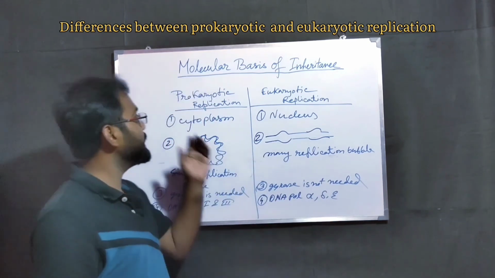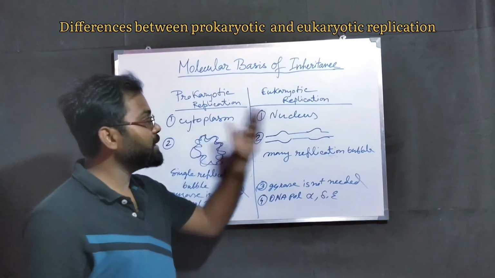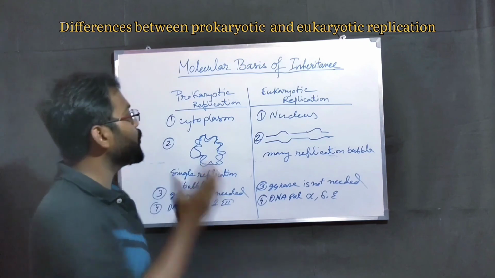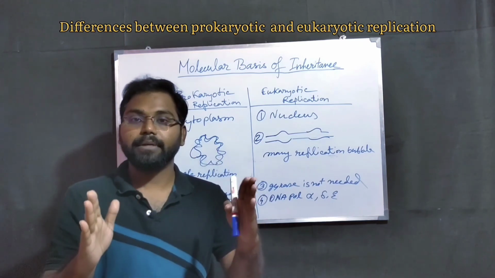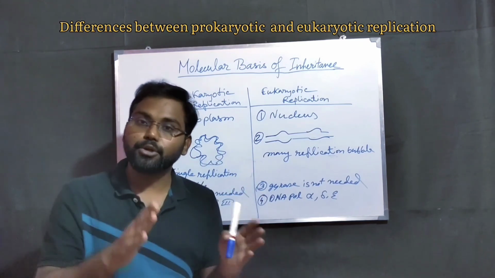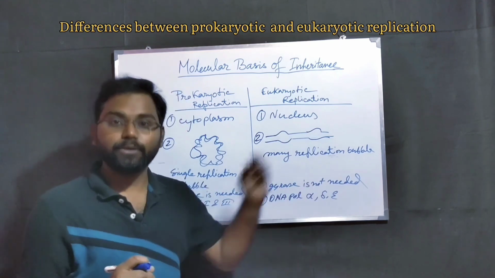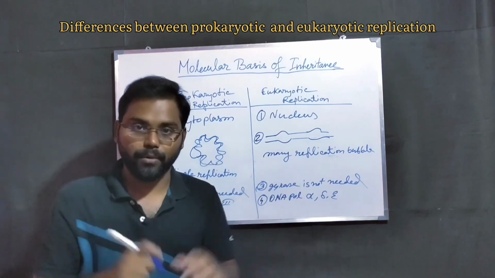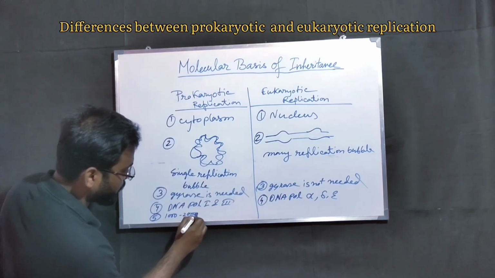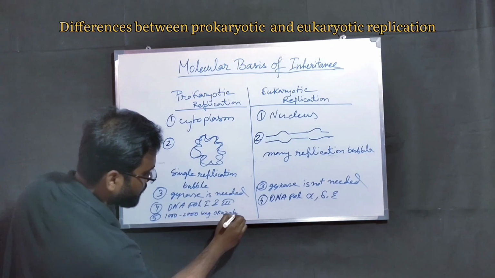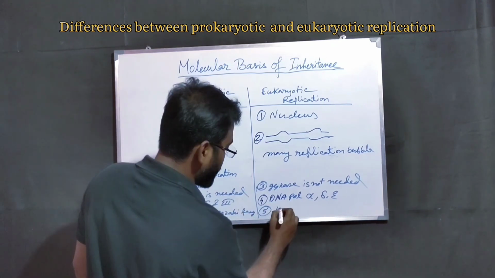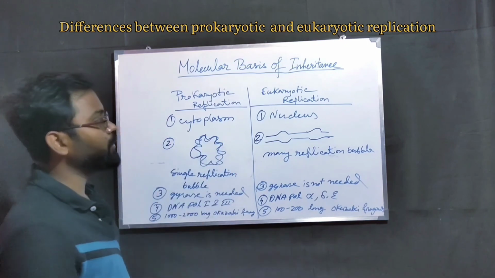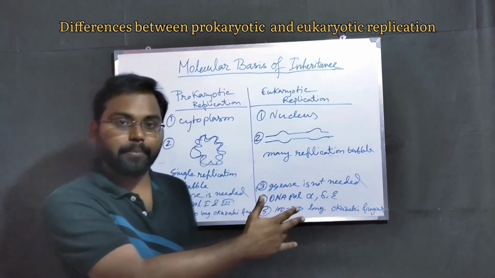Another important difference between prokaryotic replication and eukaryotic replication is in their Okazaki fragments. In prokaryotes, the Okazaki fragments are long, about 1000 to 2000 nucleotides long. But in eukaryotes, the Okazaki fragments are 100 to 200 nucleotides long. These are the 5 differences between prokaryotic and eukaryotic replication.